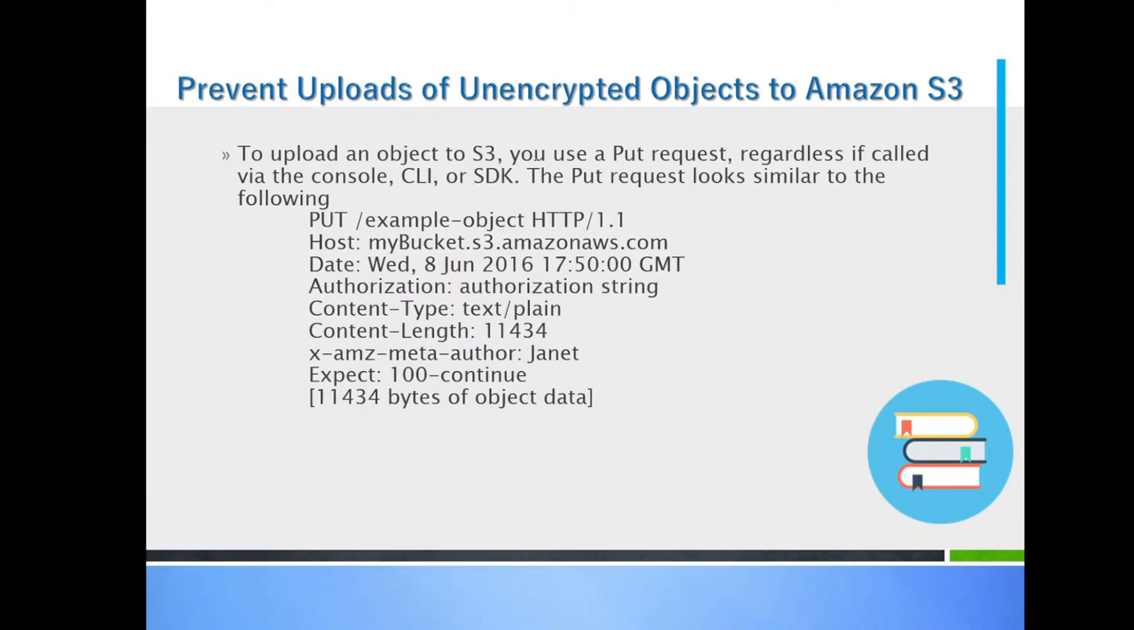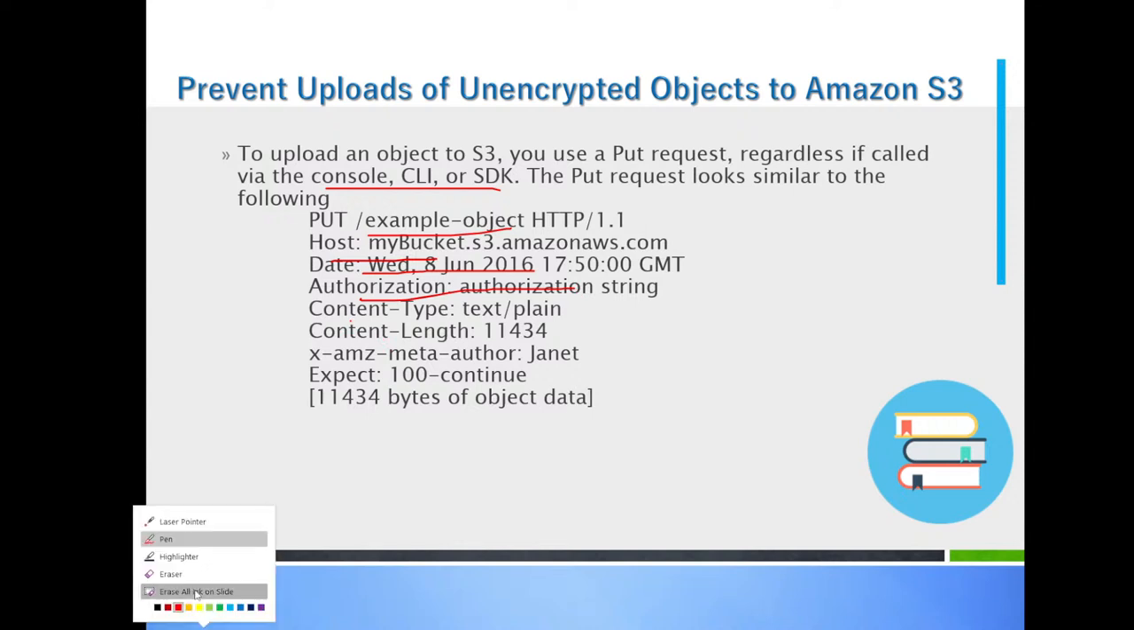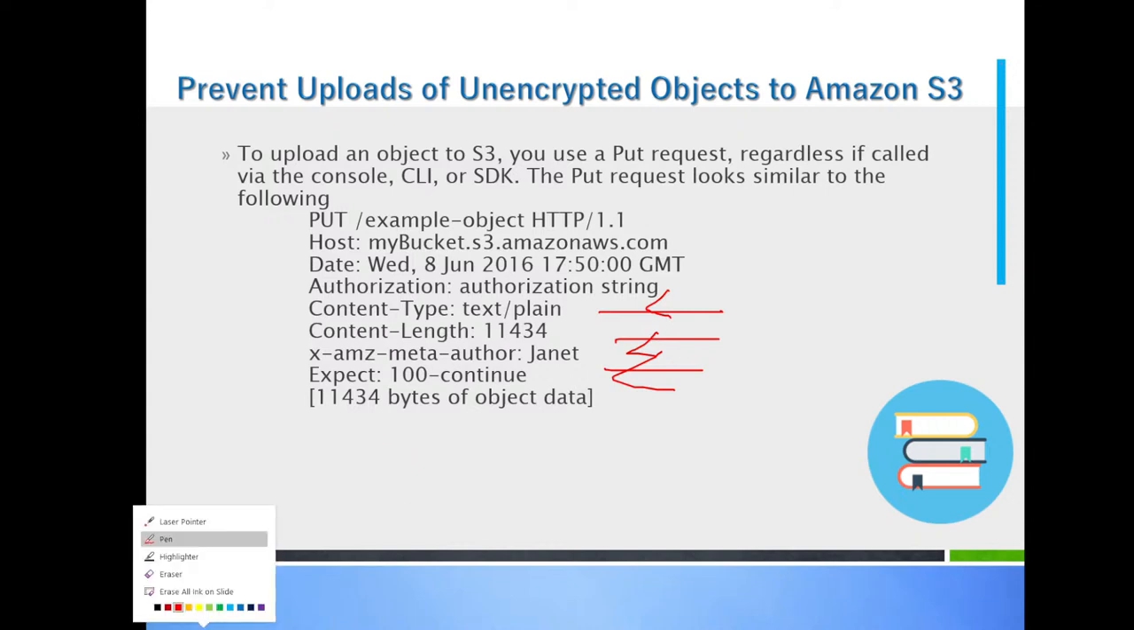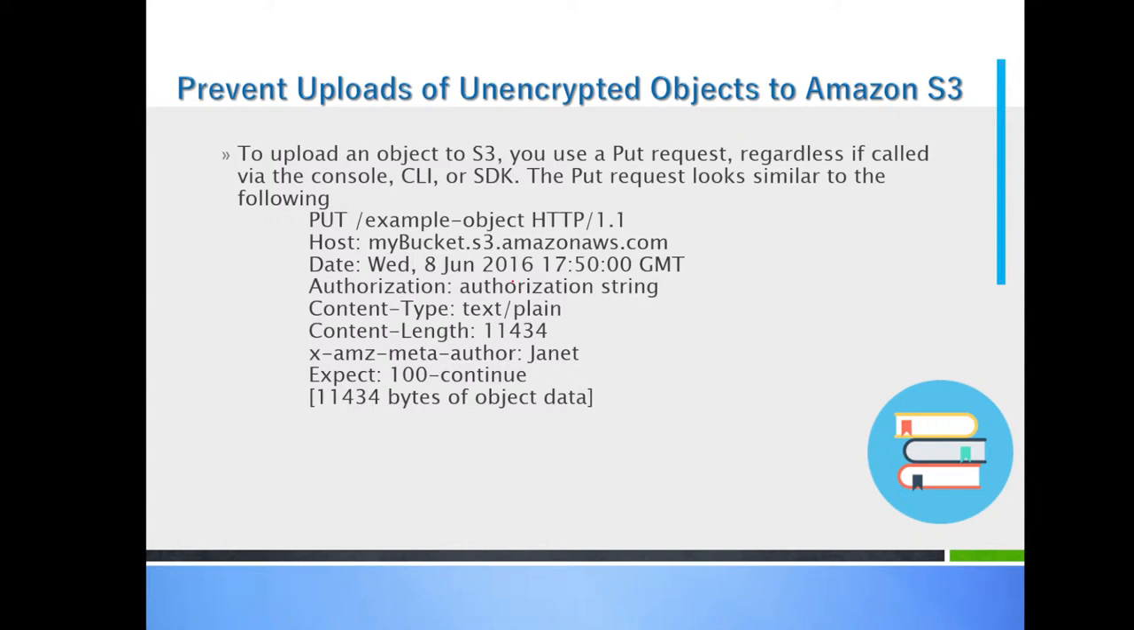To upload an object in S3, you use a PUT request regardless of whether you are calling through CLI, console or SDK. The PUT request looks similar to this. Put this file in S3 bucket. This is a date, authorization. Okay, there will be some authorization. Then the file type, size of the file, owner of the file, and some other information. Right? This is a simple PUT request, HTTP request, simple.